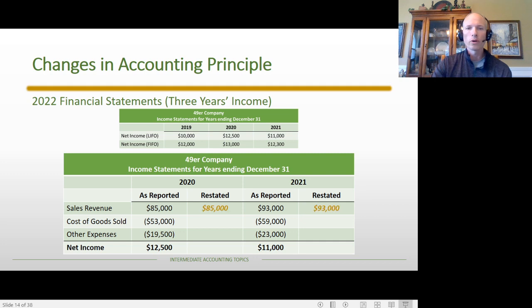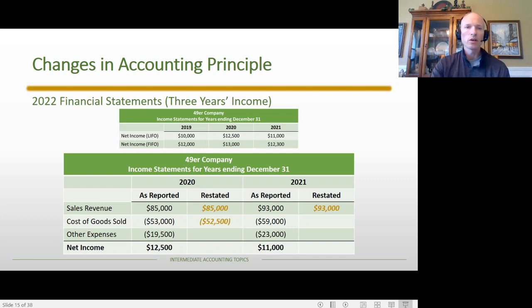As we move forward, first of all, we know that when you're changing the way you count inventory, that's not going to change the sales revenue that you record. So those are easy points, just filling in the restated amounts being the same as what was originally reported. However, cost of goods sold is going to change.